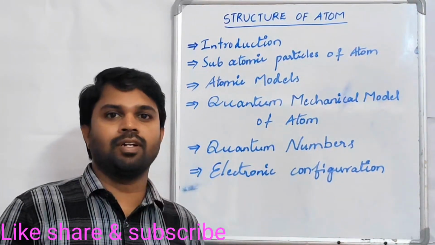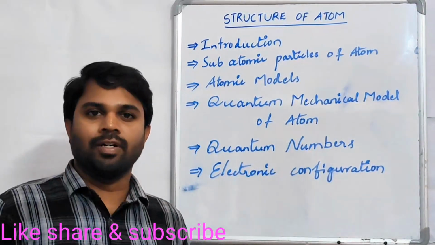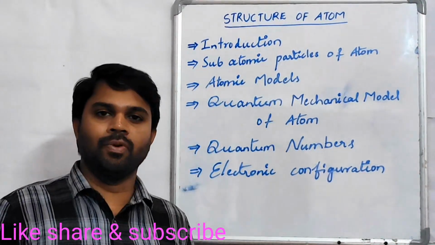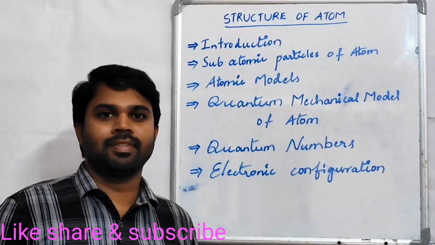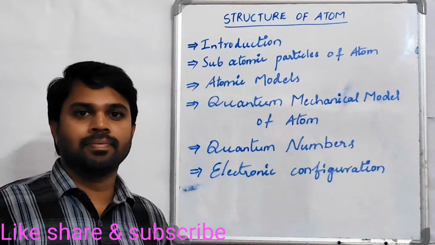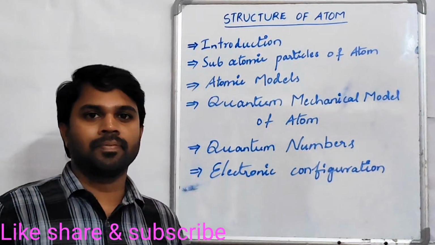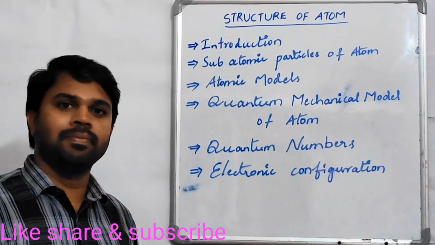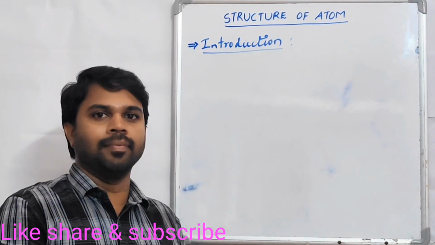In between these models, a few developments are there, like Planck's quantum theory, photoelectric effect, atomic spectra, de Broglie's wave theory, Heisenberg uncertainty principle. And next, we come to the quantum numbers. And last but not least, electronic configuration. We will discuss all these topics in detail from basics. Now we will start with introduction of atom.